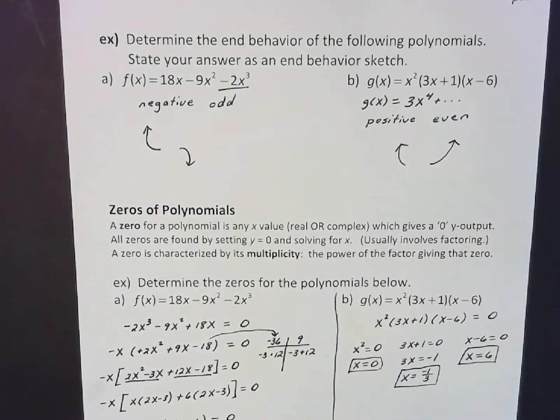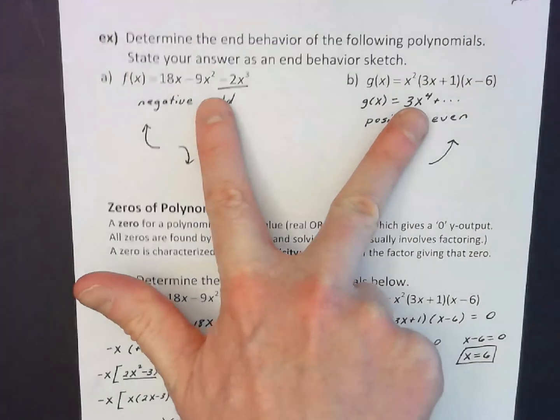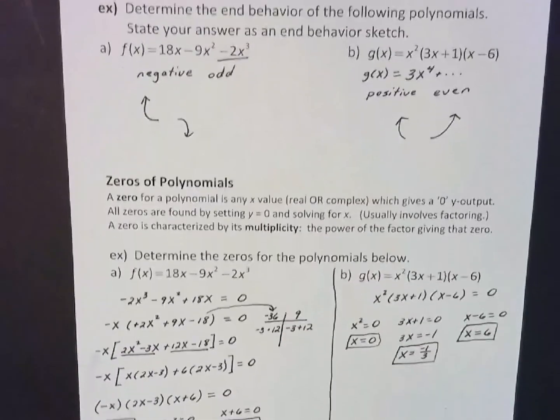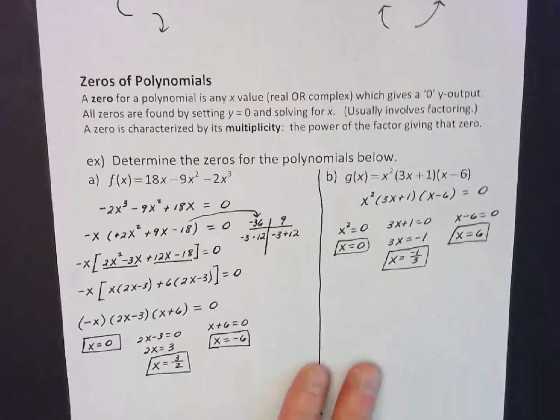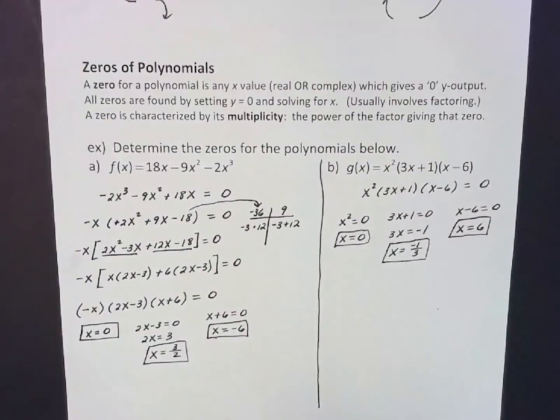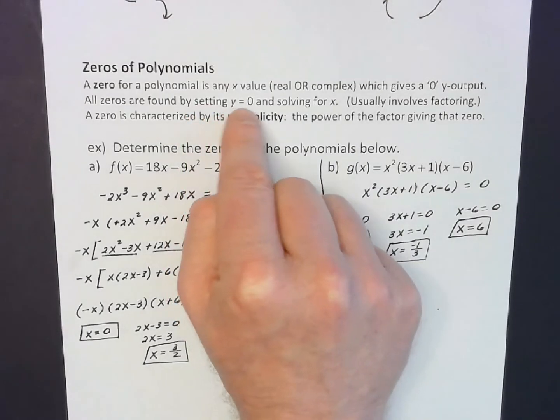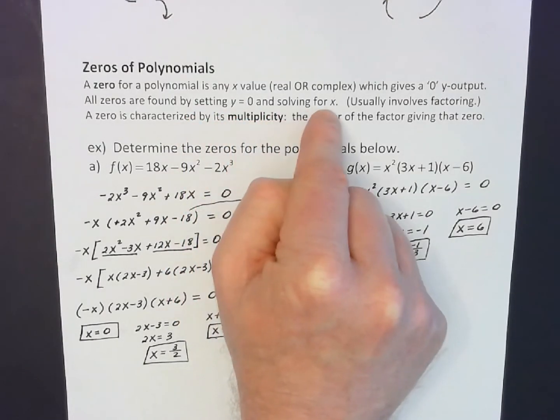Now let's analyze those two functions a little bit more and talk about their zeros. The zero of a polynomial, we might also call it the x-intercept. The zero for a polynomial is any x value which is going to give you a zero y value. All zeros are found just by setting your function equal to 0 and solving for x.